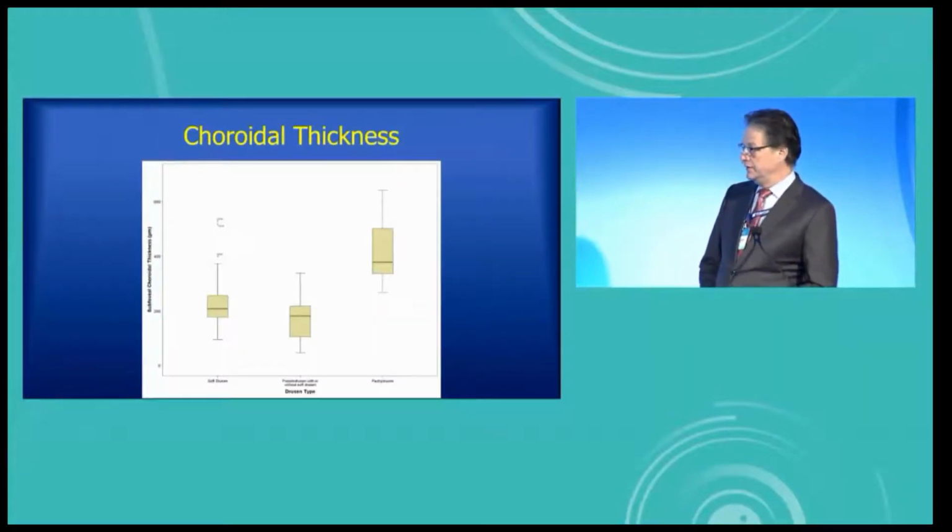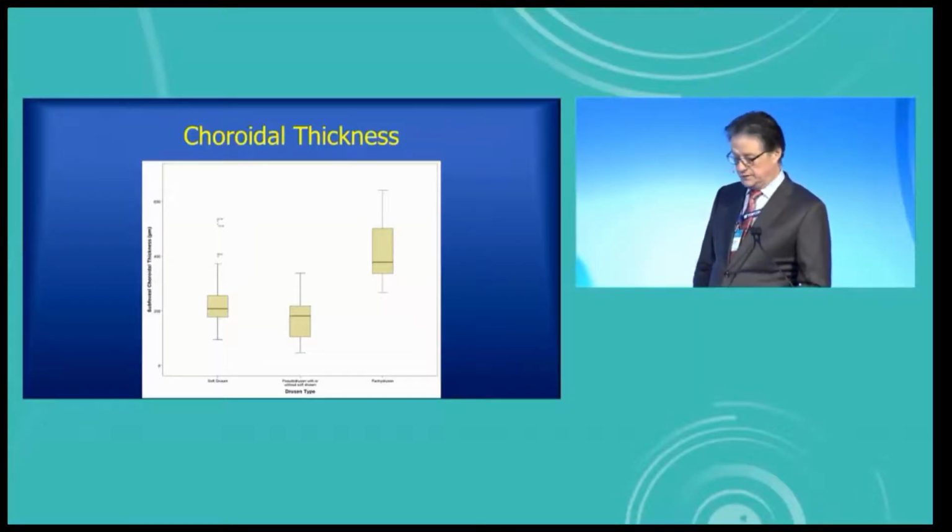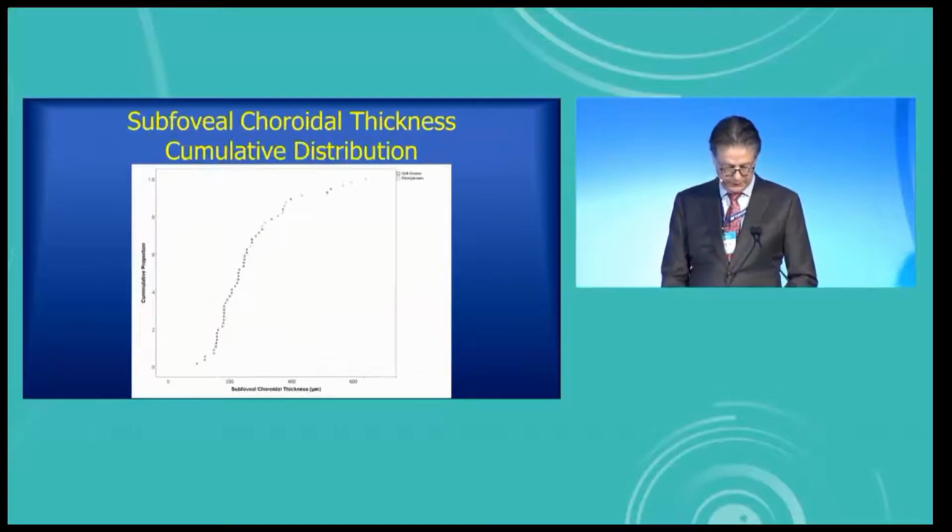You can look at the choroidal thickness of these. These are regular Drusen. These are the pseudo-Drusen or subretinal drusenoid deposit types. And these Pachydrusen patients, just identifying them based on what the Drusen looked like, you can see their choroid was much thicker than all the others.